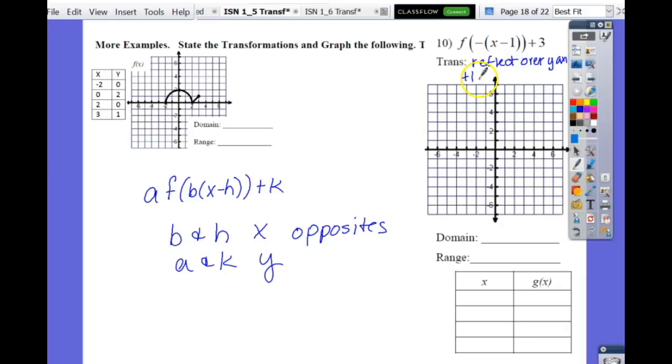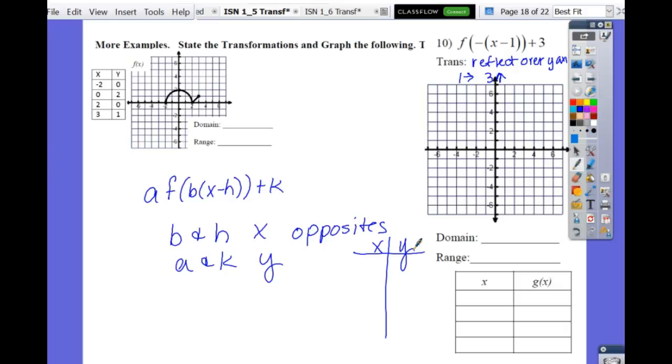add 1 to the x, so I'm moving 1 up. Oh, 1 to the right, sorry. And then 3 up. So in my columns, I'm going to multiply the x by -1, and then I'm going to add 1. And this is where the order of operations comes in. If you're doing 2 things to one column, you have to multiply first and then add or subtract.